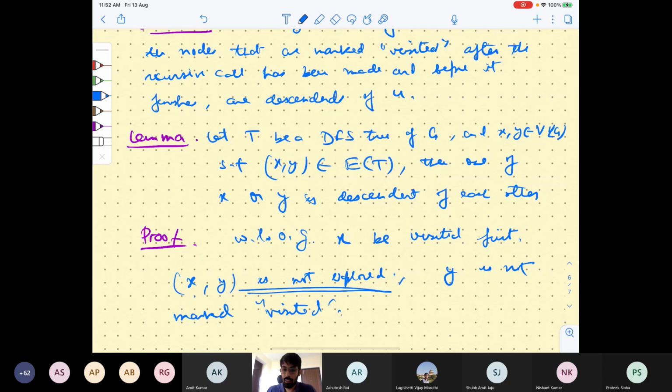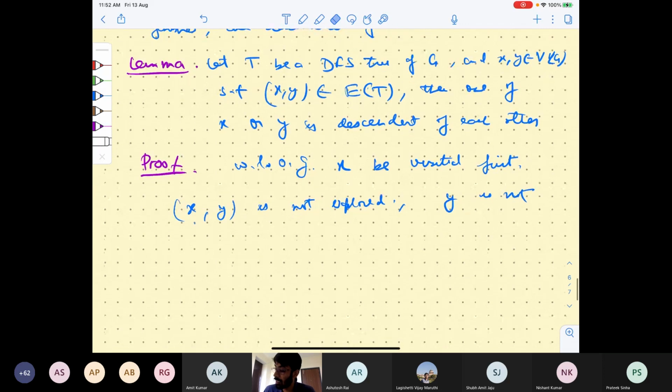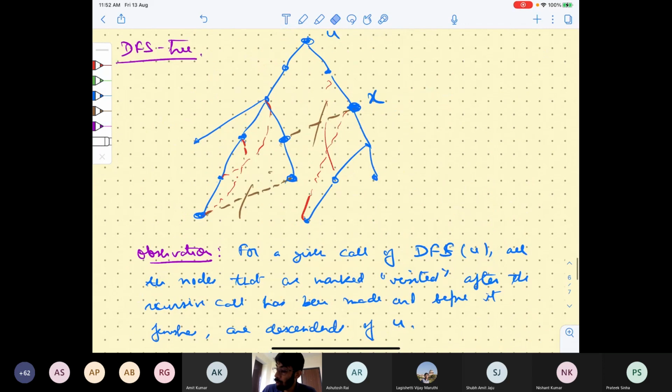In this thing, right? And y is not marked visited, so xy is not explored. That means y must be... okay, let me say it this way: what I mean is that the edge xy does not get explored. Why it is not in the tree is because it does not get explored.